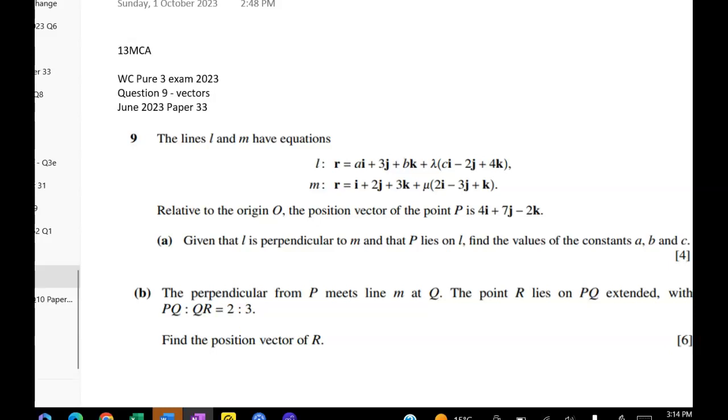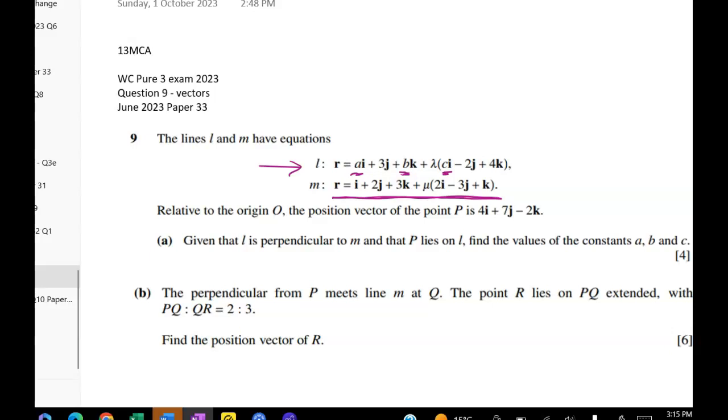We've got two lines, L and M, and this is line L, and we can see that line L has got some unknown components in those vectors A, B, and C, and then line M looks straightforward, right? So this is the vector equation of line M. Now I can't visualize those at all because they're written in IJK form. So the first thing that I'm going to do once I've read through is convert everything over to column form.